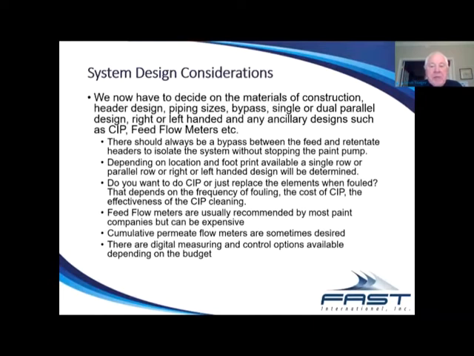We should always put a bypass on it between the feed and the retentate to isolate the system without stopping the paint pump. Sometimes with an older system we're replacing, the bypass is already there and we'll just build a system from there. Whether we use a single row of elements or 2 parallel rows of elements will depend upon the footprint that's there. How big a space do we have? Do we have a long, narrow space or a short, fat space? So that's always in consideration.